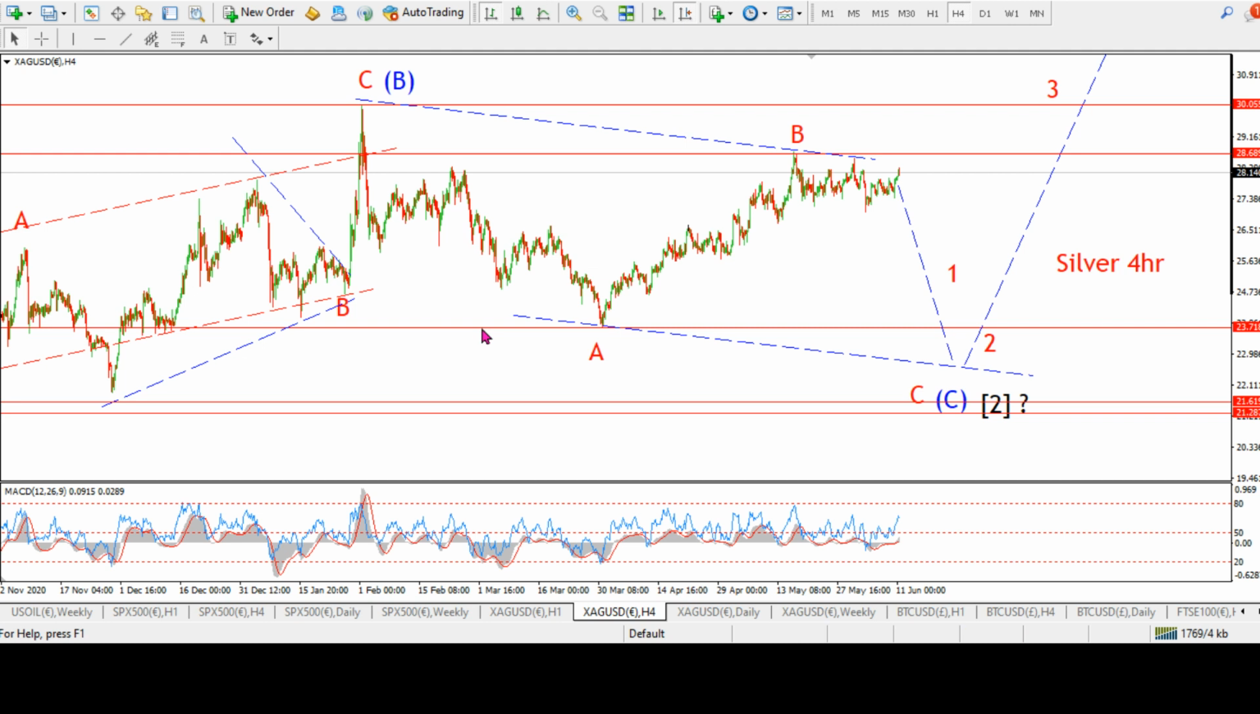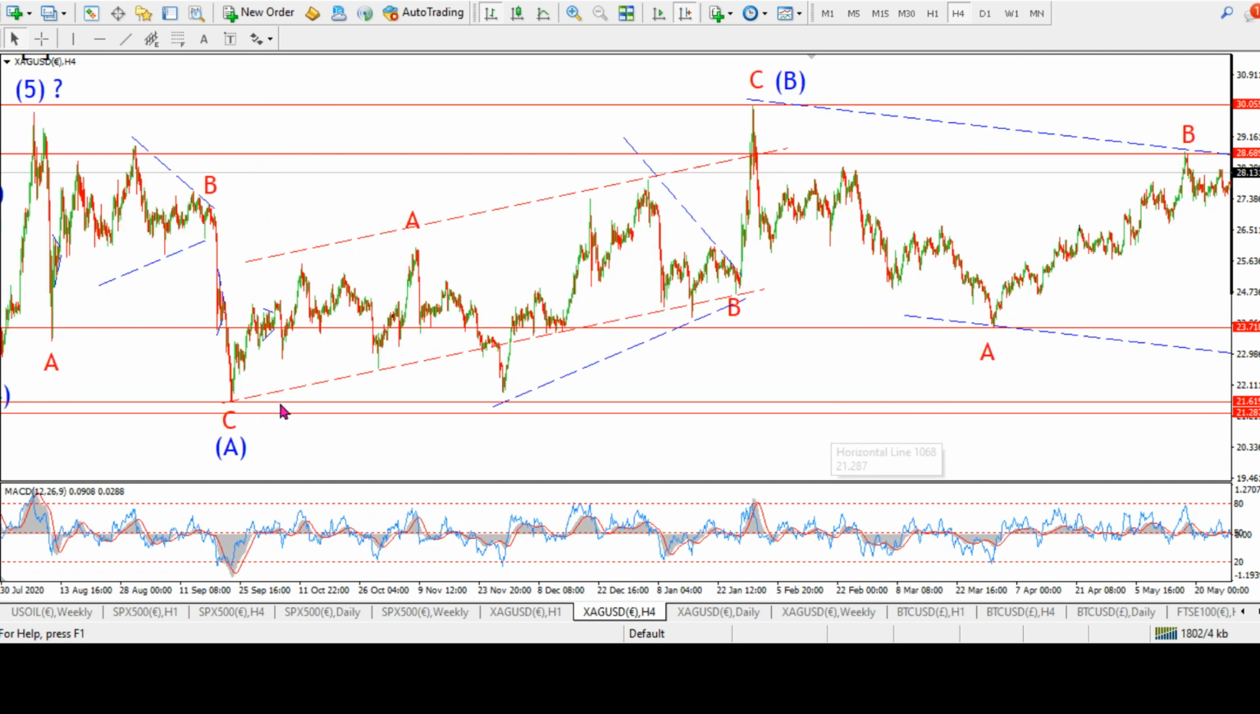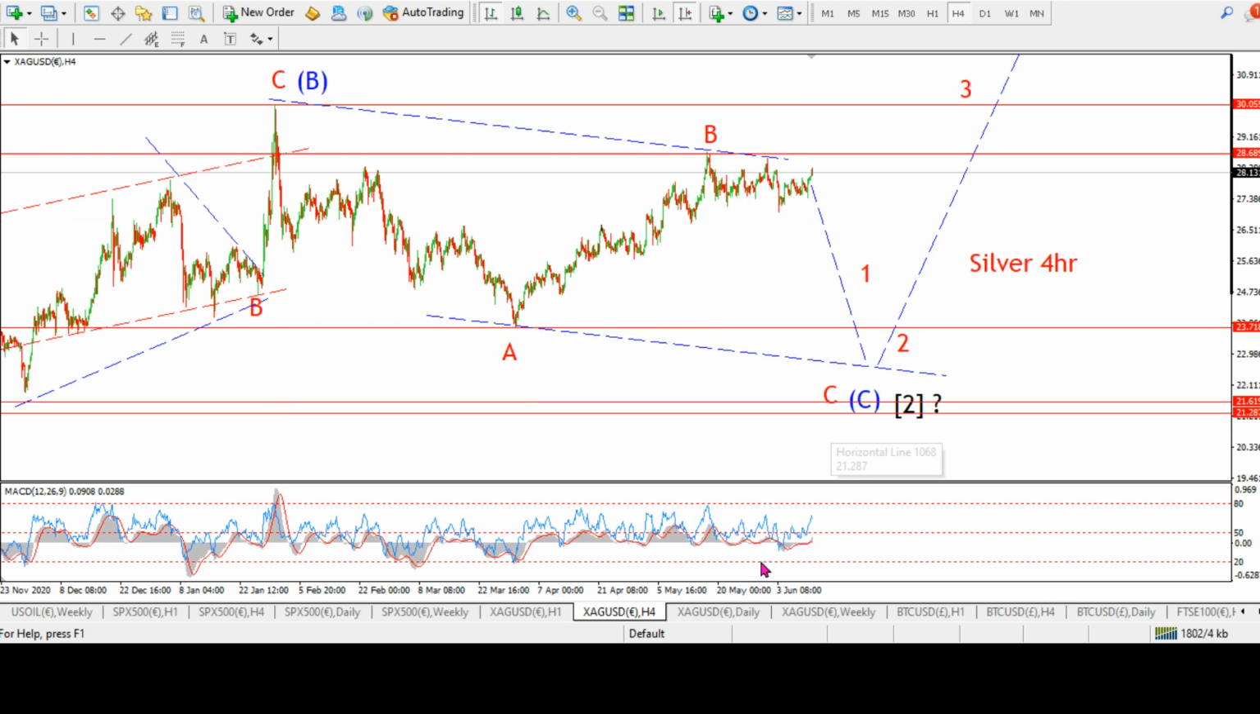Actually, no, it should break 21.60. That's the previous low of wave A, and then we've got wave B high, and then possibly 3 waves down, wave C. So it's a very complex correction in wave 2, but I think we still are lining up for a decline in wave C. Wave C of C has to break 21.60.